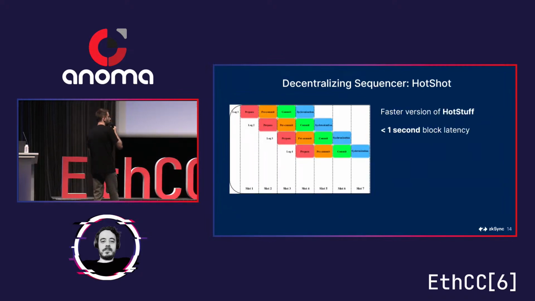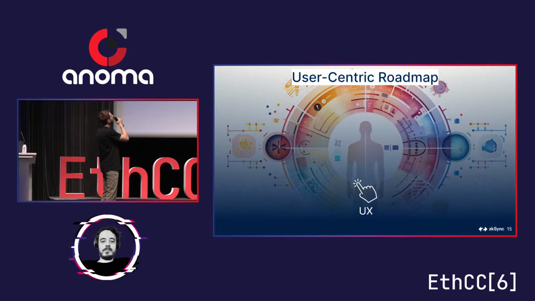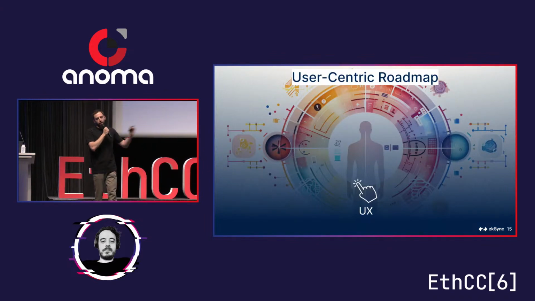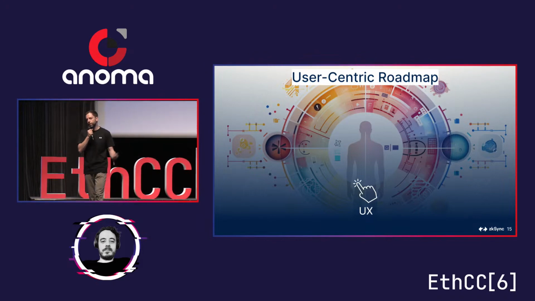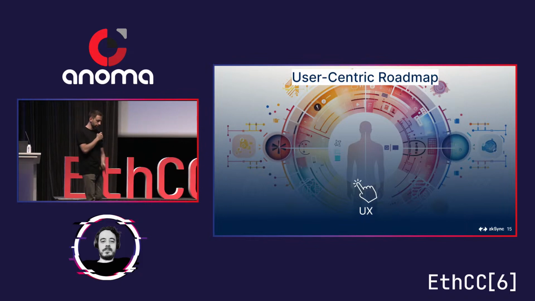On the sequencer side, we're working on an L2 consensus with a low latency for blocks, under 1 second. We're using HotStuff, or a version of HotStuff called HotShot. Which brings us to the next point, which is actually at the intersection of user experience and liveness, because low latency is important for the users. Waiting 15 seconds or maybe even longer to get your transaction through is not a great user experience.